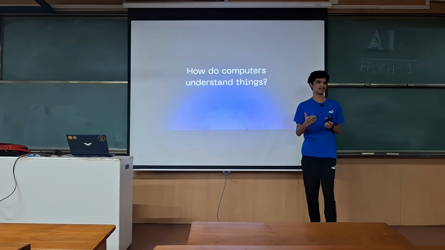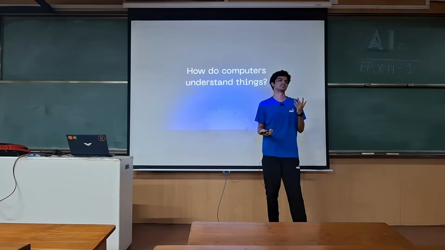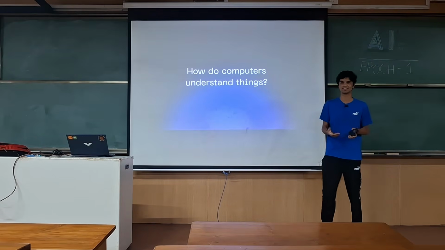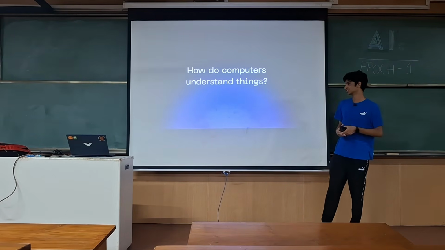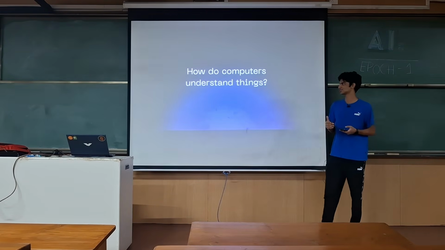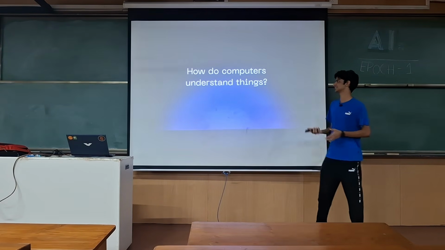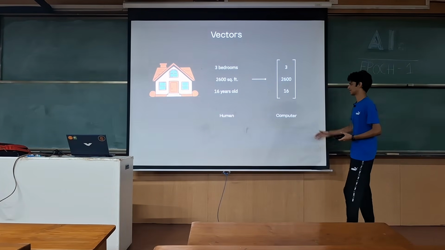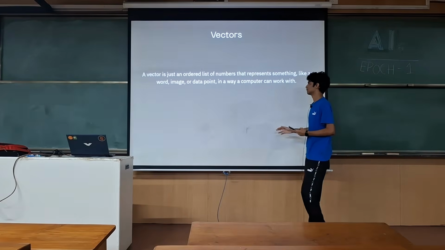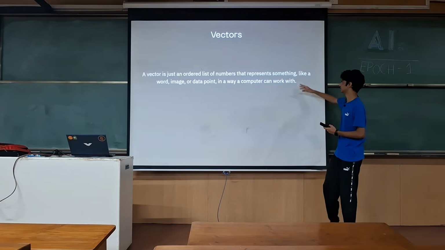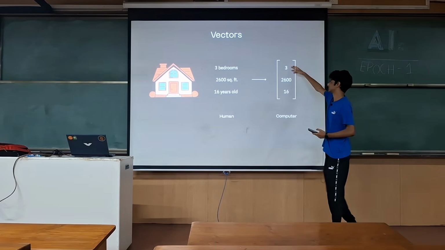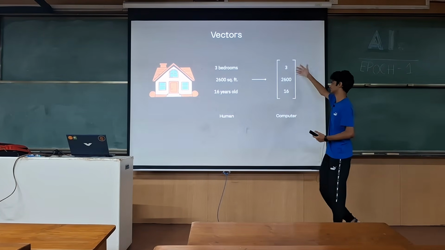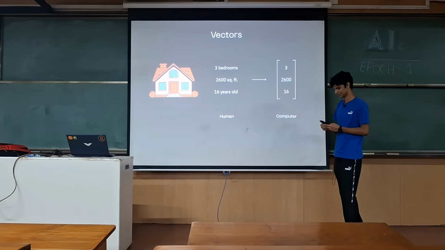For example, let's say a house has 3 bedrooms, it's 2600 square feet, and it's 10 years old. If I tell this to a human, they'll understand what I'm saying, but a computer doesn't really understand all these words. So we need some numerical way of representing this to the computer, and how we do this is by vectors. A vector is simply a list of numbers that the computer can understand. But it's an ordered list. Order means that you cannot swap 2600 and 3, because it is implied that this is bedrooms and this is area. If you swap these two, then obviously 3 square feet doesn't make sense.